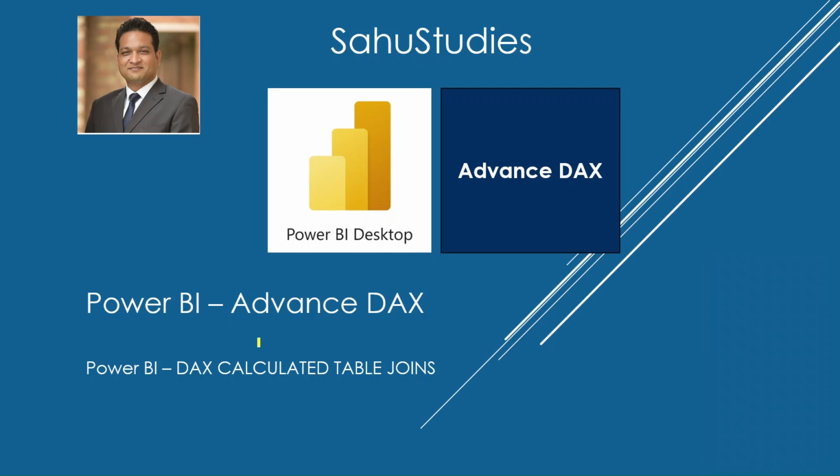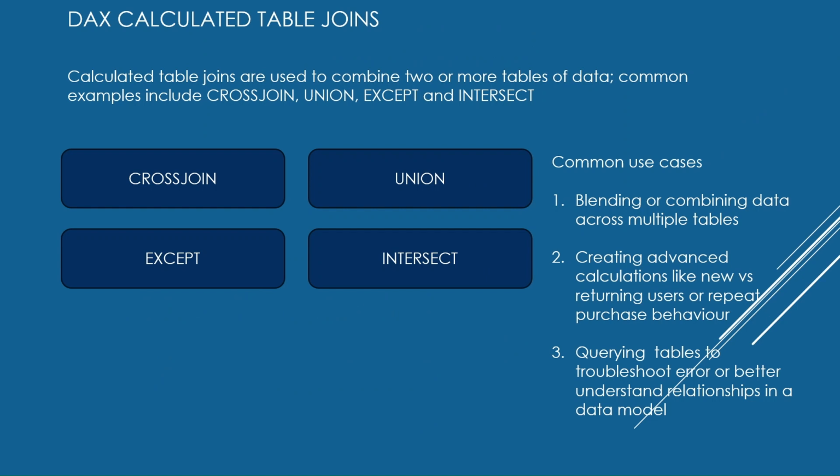In this video, we are going to discuss calculated table joins in Power BI. So what are calculated table joins and why do we use them? Calculated table joins are used to combine two or more tables' data. So suppose there is a requirement that we need to join two or more tables' data.